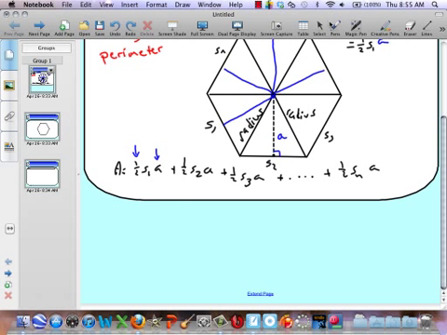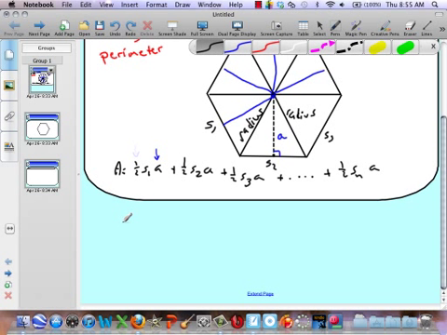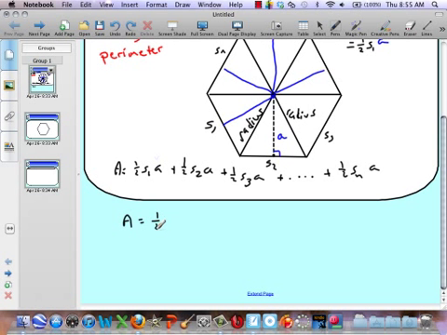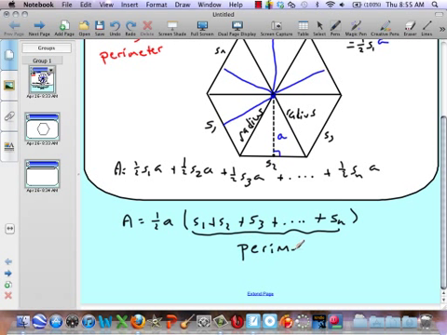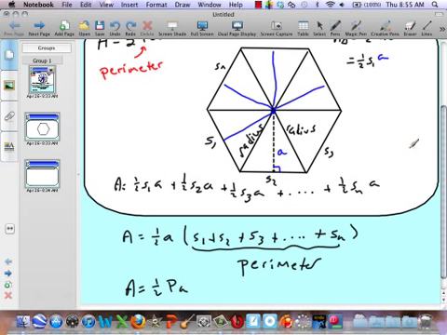And so what we get is the area is equal to 1/2 A times side 1 plus side 2 plus side 3 all the way out to side n. And then you might ask, okay, why does that look familiar? What does that represent? That is the perimeter of our polygon. So that's how we get to area is 1/2 PA. Okay. So very simple. One of the other things I want you to notice is the radius.